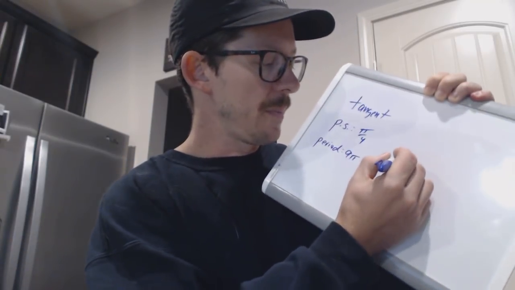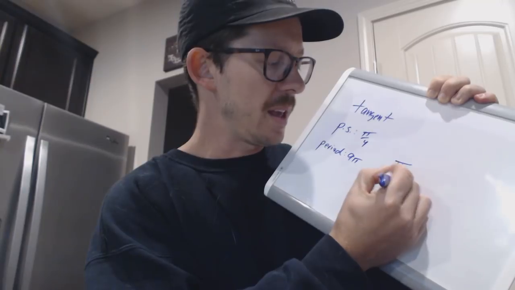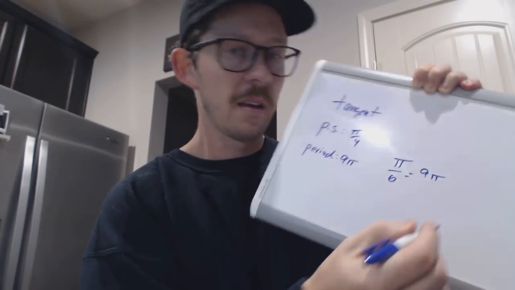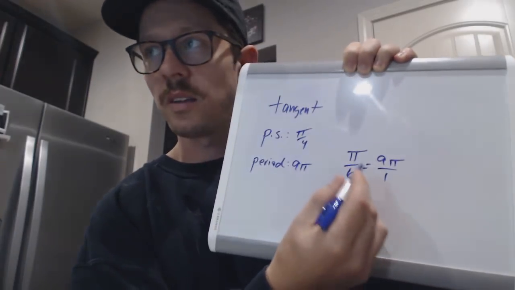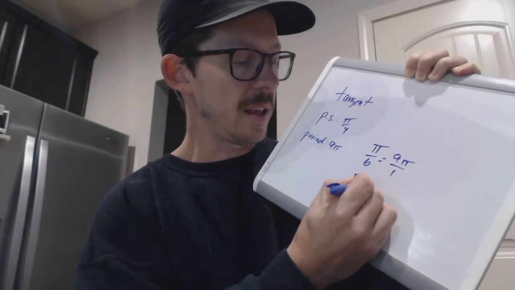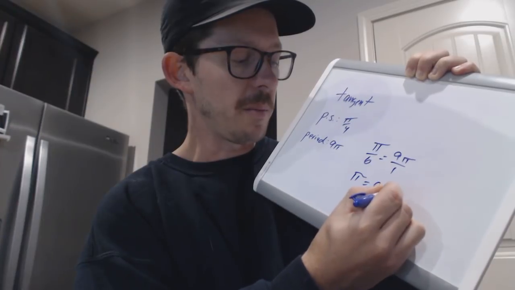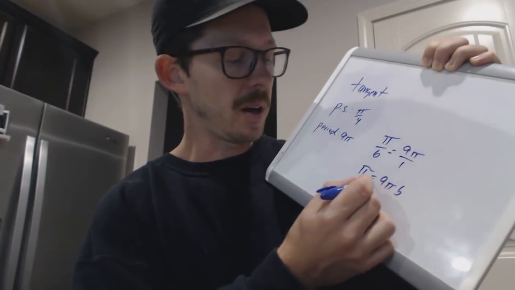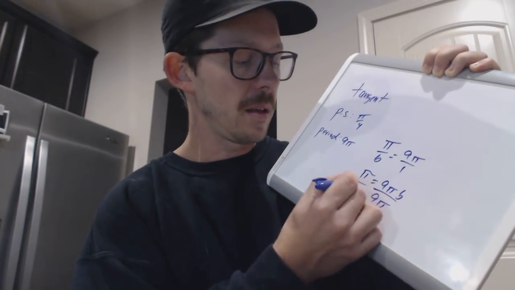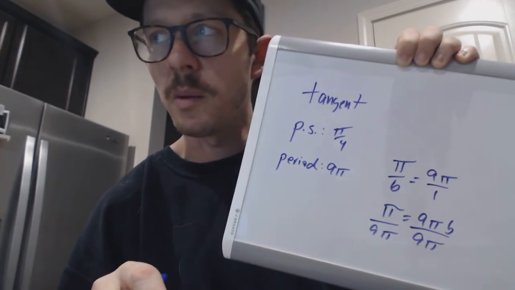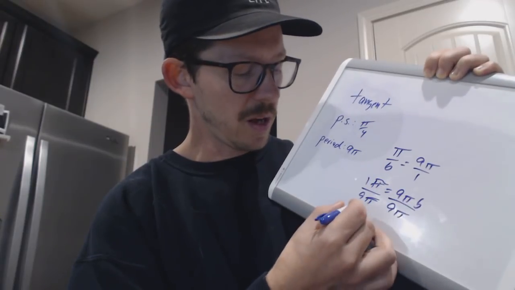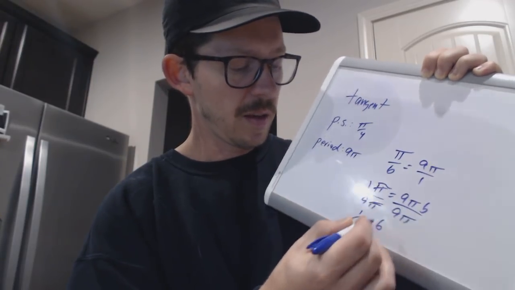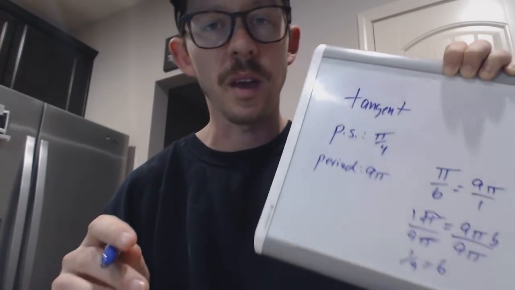So watch this. If I say pi over b equals 9 pi, just like that, all I have to do is a little cross multiplication. Like 1 times pi would be pi, right? Equals 9 pi b. And if you divide both sides by 9 pi, what's pi divided by 9 pi? That's right, kids. 1/9. Okay. So b is 1/9.